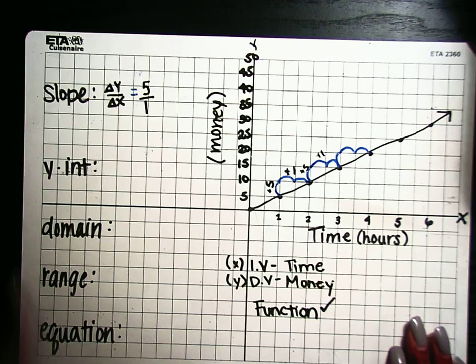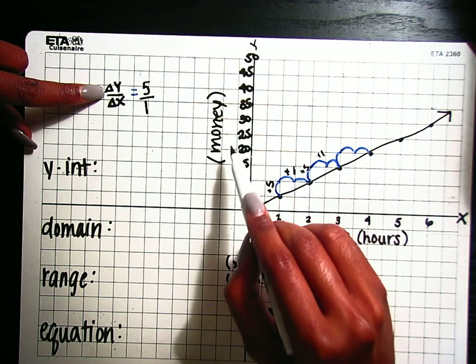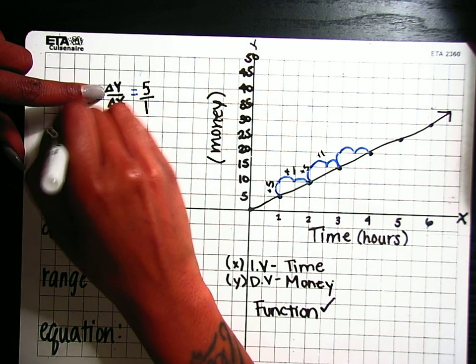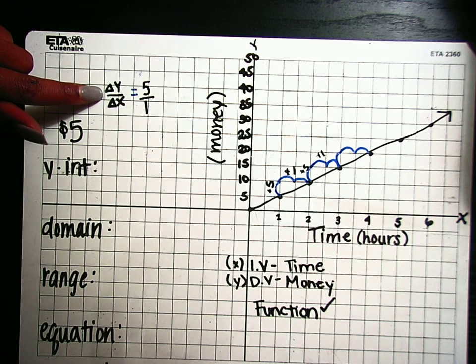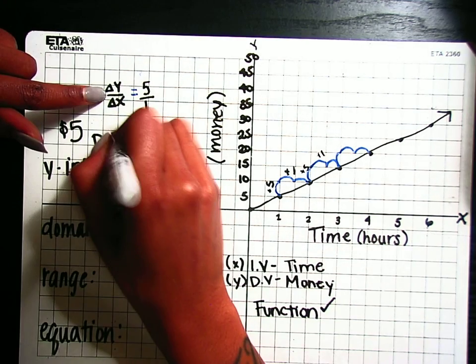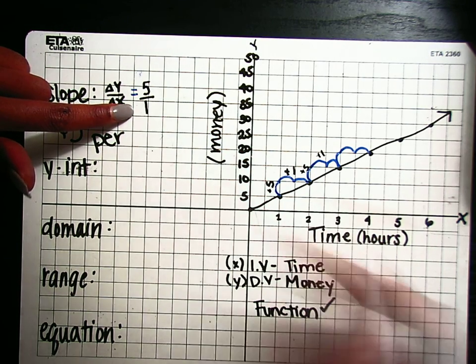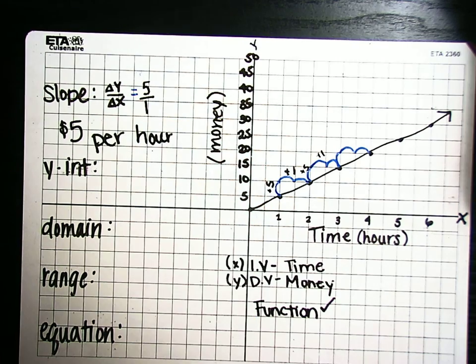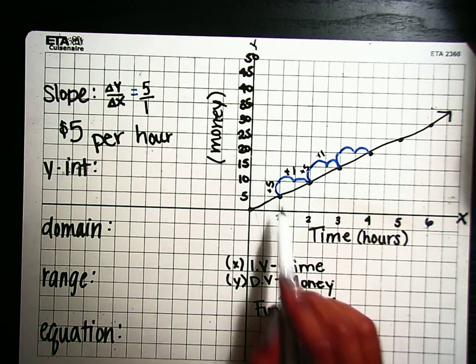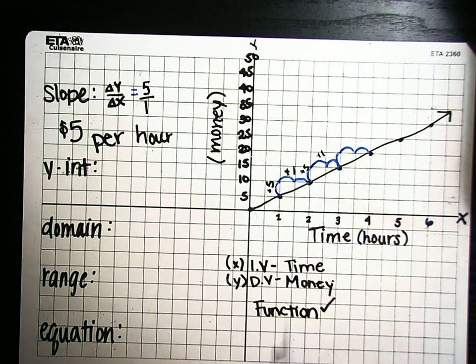The reason is that our change in y, remember, change in y is the y-axis, is our money. So this is telling us that we get paid $5, which is our change in y, per 1 hour, because our x is time, hours. So $5 per hour. That's what our slope represents. I actually get paid $5 per hour. That's what my slope represents.